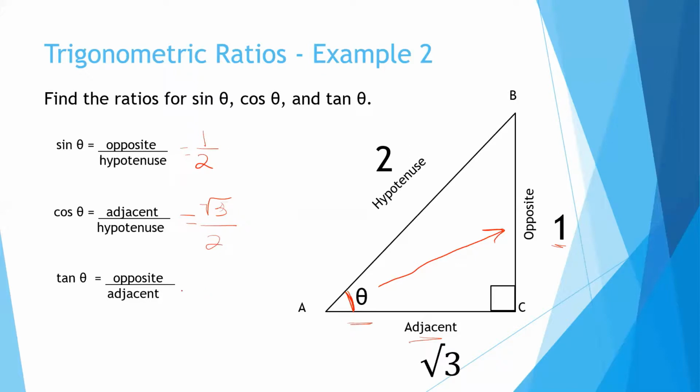And then tan is equal to opposite over adjacent, which is 1 over radical 3. Now we can't leave our radical 3 in the denominator, right? We don't like that.